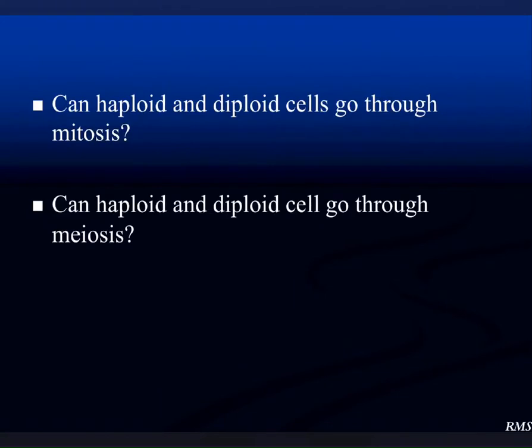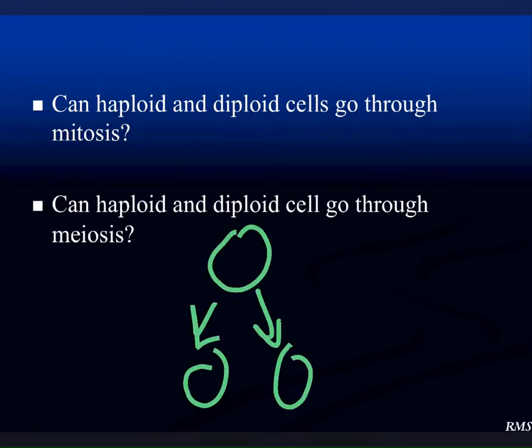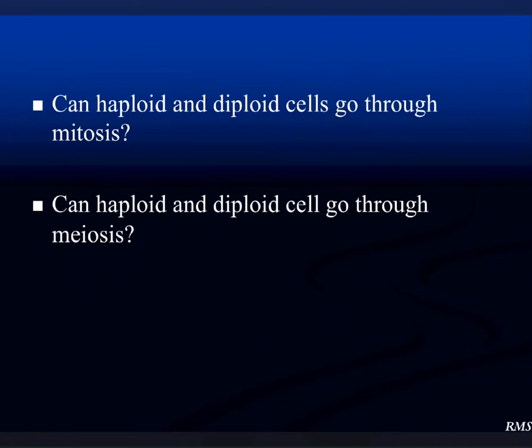So based on what you just saw, you should be able to answer these questions. If you're doing mitosis, can haploid and diploid cells both go through mitosis? And the answer to that is yes. If one cell turns into two cells, it doesn't matter if that's an N cell or a 2N cell. That can happen in both cases. You just saw in plants both haploid and diploid stages could be multicellular, which means they went through mitosis.